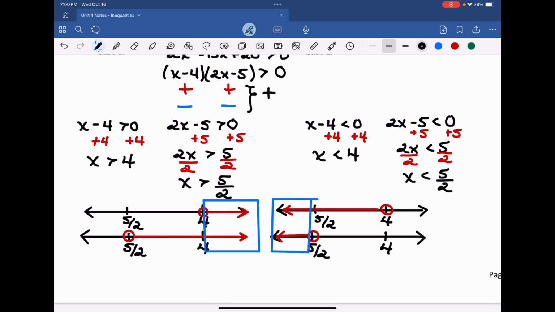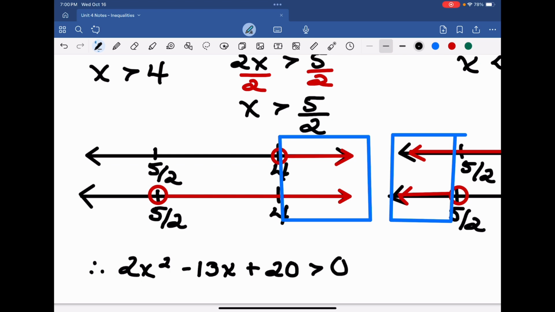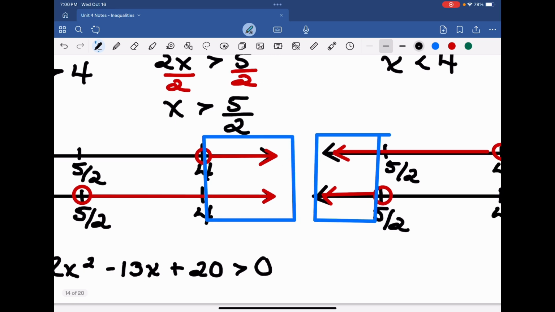So therefore, we're going to say the combined inequality, or the original inequality, which was 2x squared, and maybe I'll zoom in just to make this a little bit neater here. So this is 2x squared minus 13x plus 20 is greater than 0 when the following happens. We clearly see that as long as it's greater than 4, they overlap. So therefore, that should be part of the solution. I'm going to write where x is strictly greater than 4.